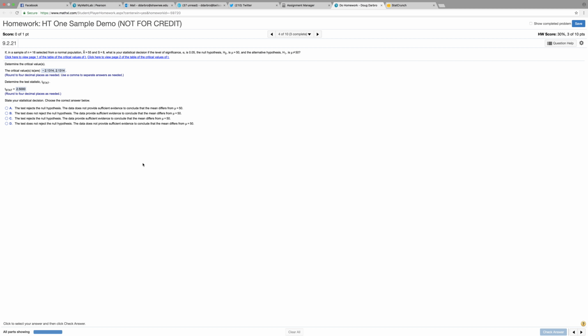State your statistical decision. Well, 2.5 is outside the critical values, so the test rejects the null, so it's either going to be A or C. The data provides evidence it differs from 50, so the answer would be C here.